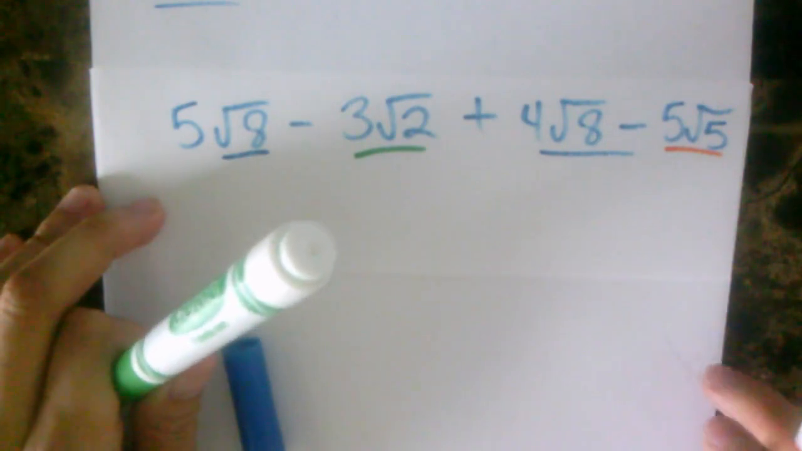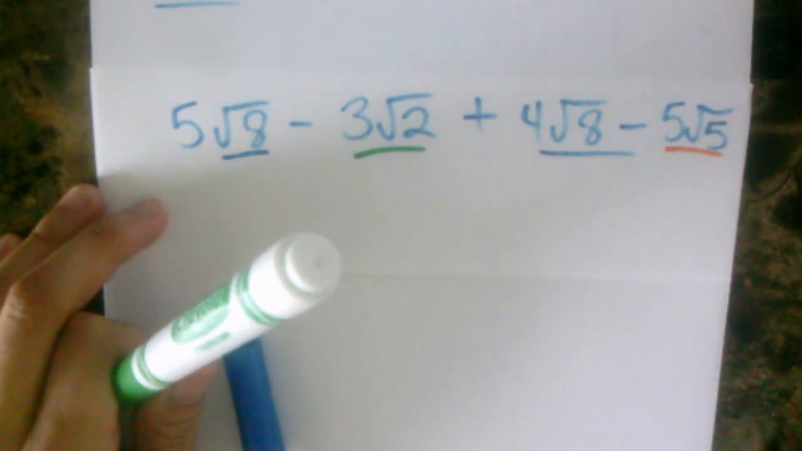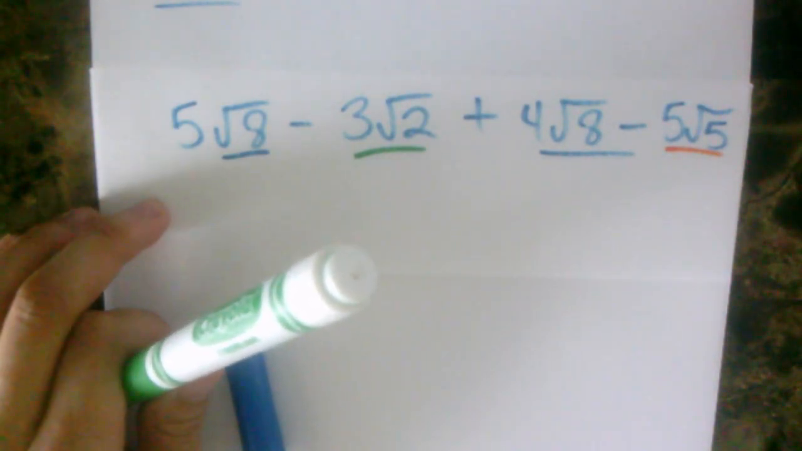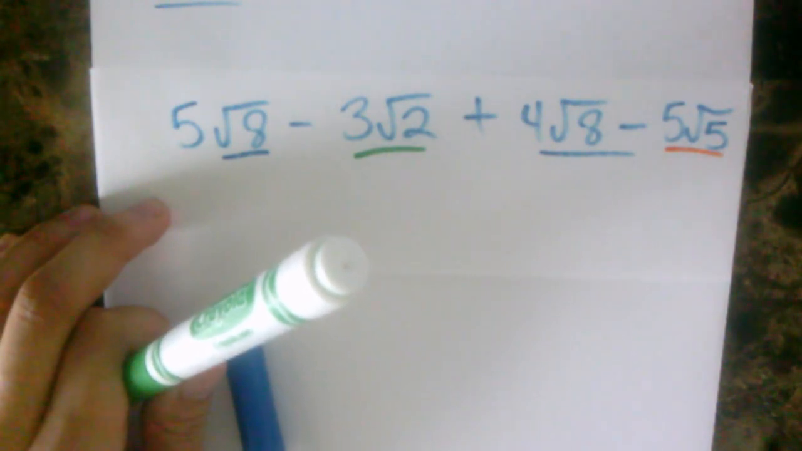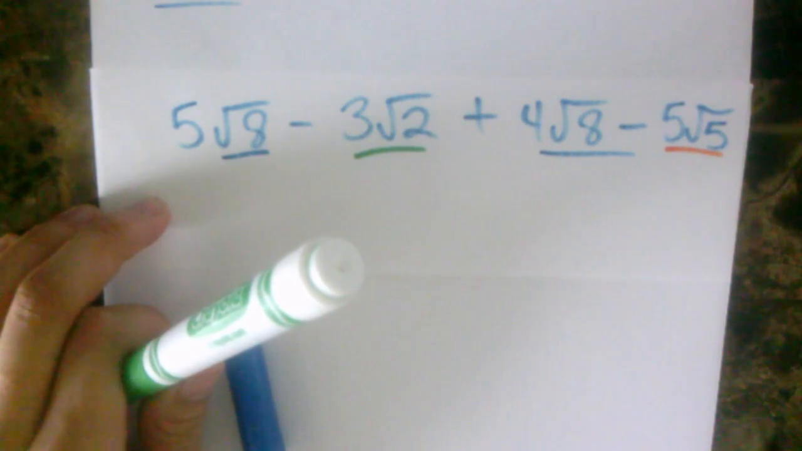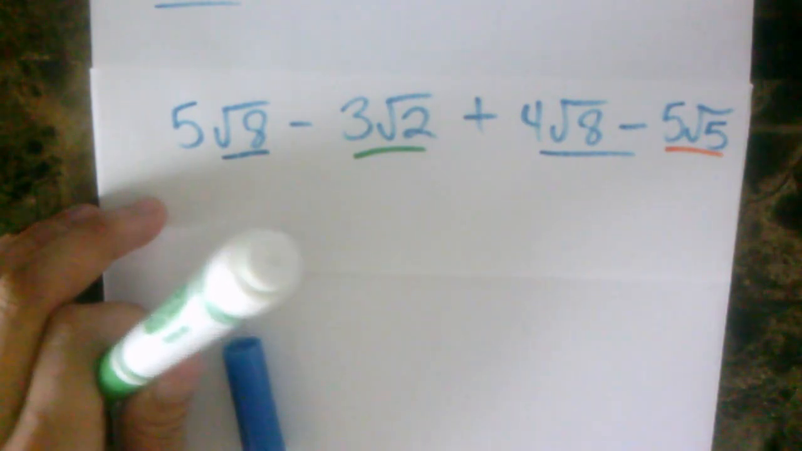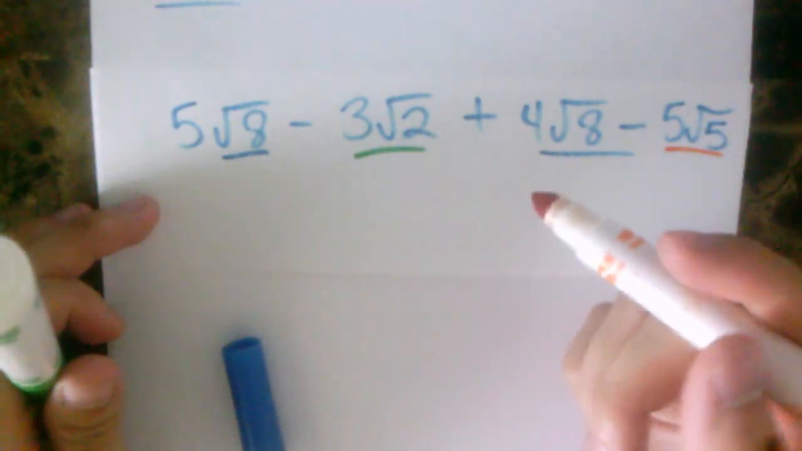So regardless, you'll notice that we have 3 different radicals here. What you have to do is think of this as like terms. In like terms, we can only add or subtract the coefficients with similar variables. This is going to work the same way. You can only add or subtract coefficients with the same radicals.